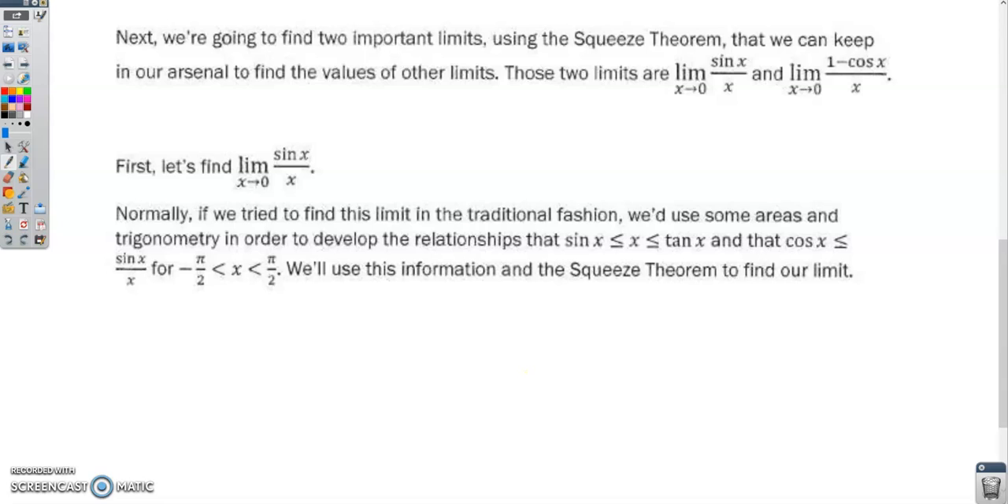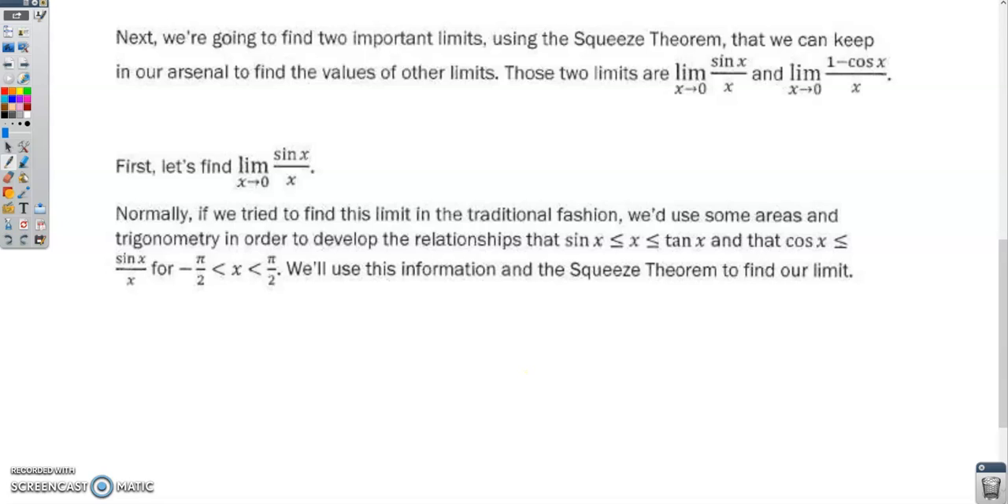This is video number 2 in Unit 1, Section 8 of AP Calculus, determining limits using the Squeeze Theorem. In this video, we're going to develop a couple of important rules using the Squeeze Theorem, some important limits that we'd like to kind of know, and then we'll look at a few examples of how we can use the most common of those.